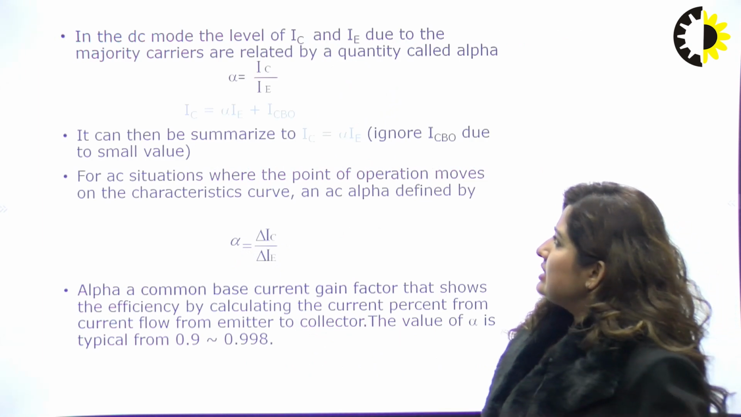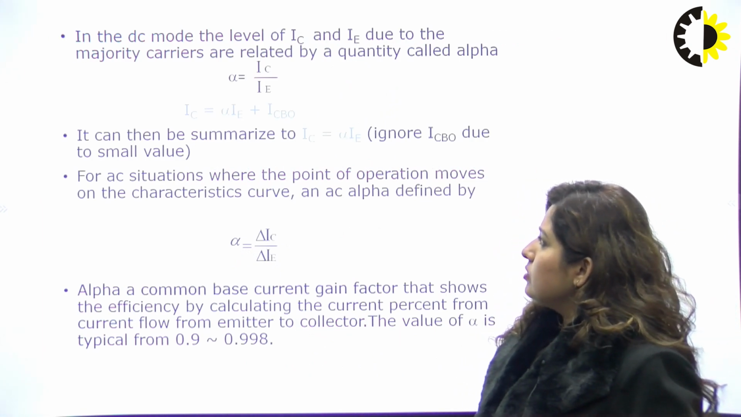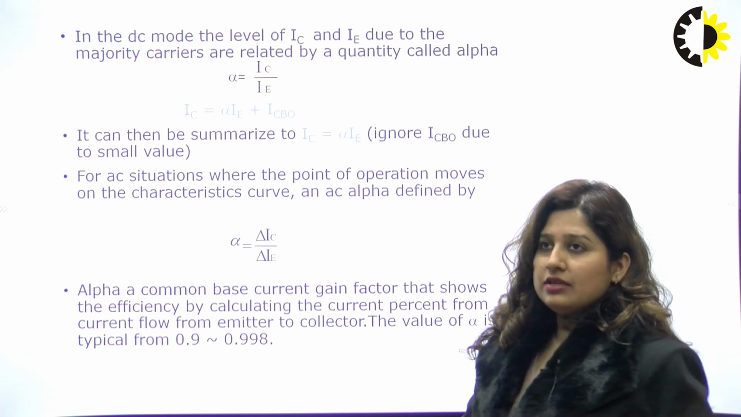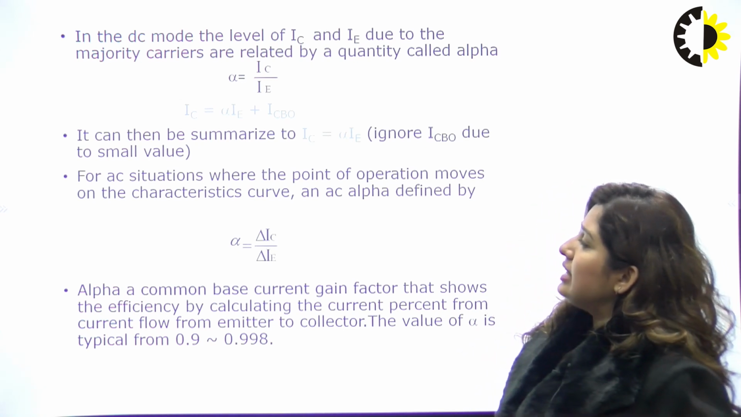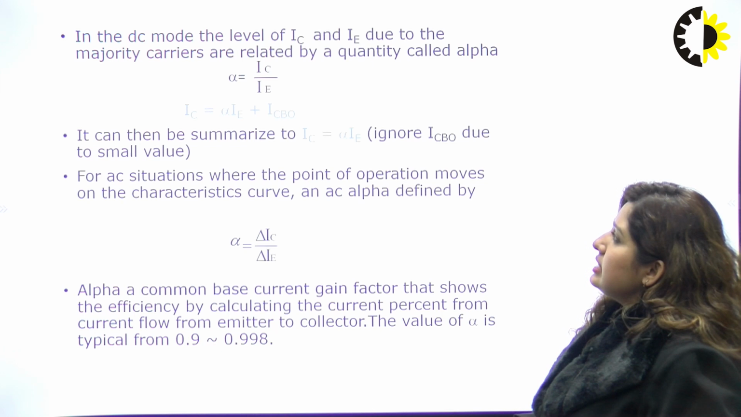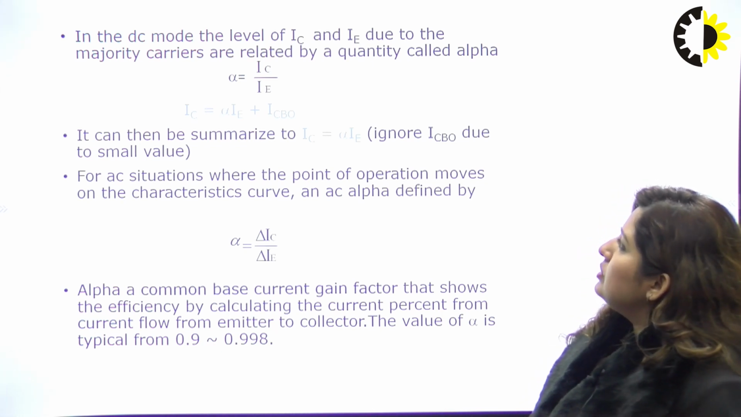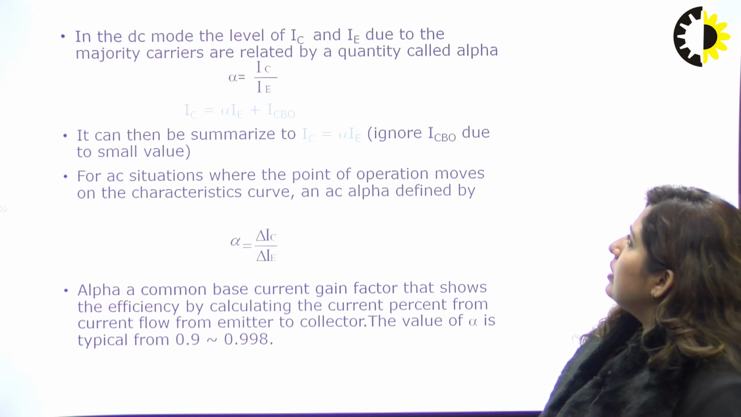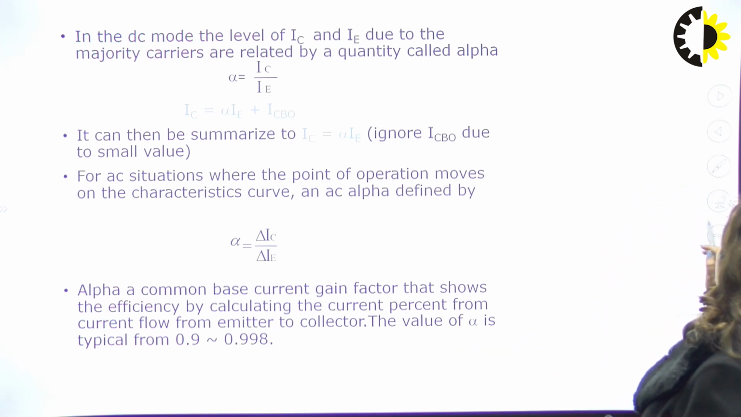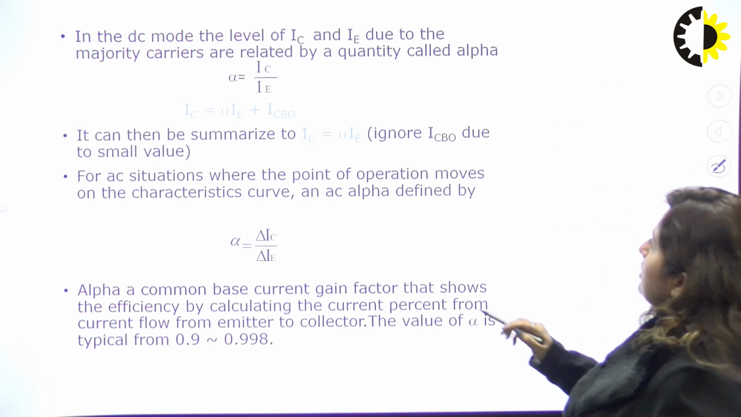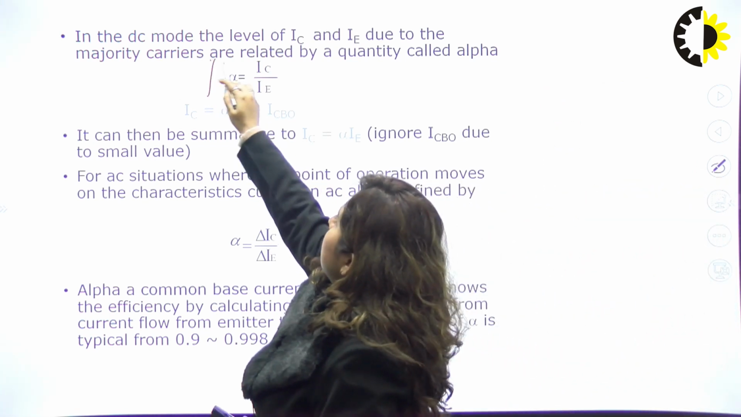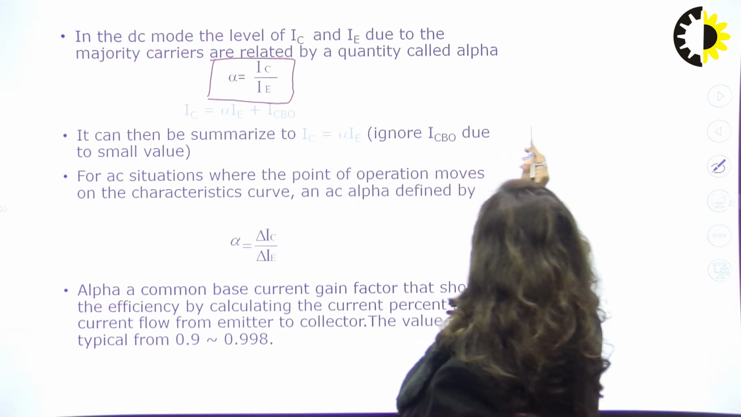In the last lecture, we also saw the common collector configuration, and in that configuration how we can see the DC mode. In the DC mode, the levels of IC and IE due to the majority carriers are related by a quantity called alpha.